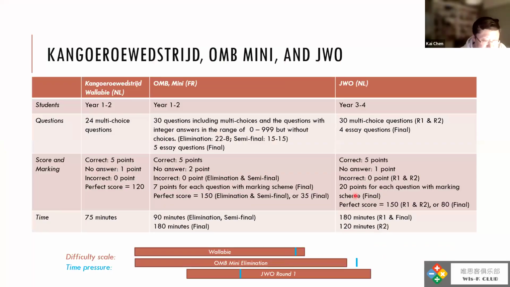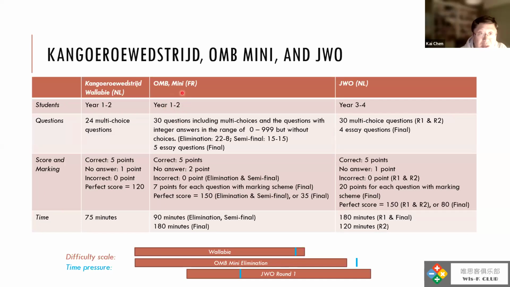So basically, in Belgium, for students from the first year of middle school to the third or fourth year, there are multiple mathematical competitions available. First of all, you know the Kangaroo competitions. It's mainly for the Dutch-speaking area, where students from year 1 to year 2 are allowed to participate, in the Wallaby edition.